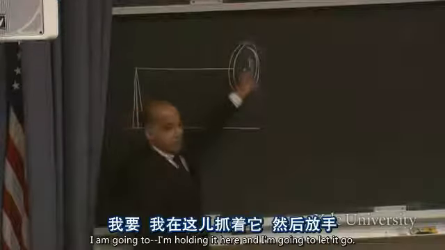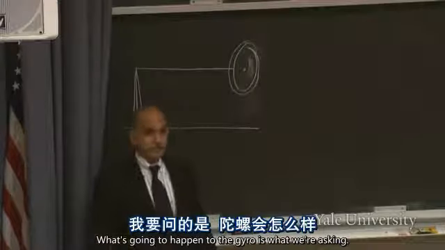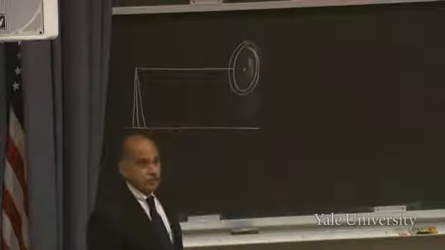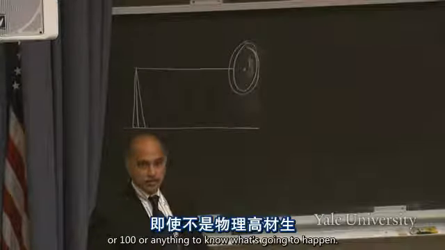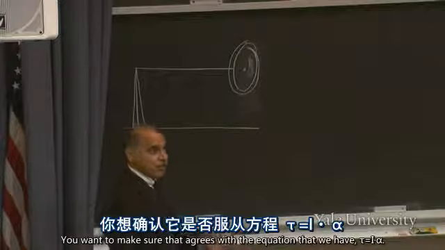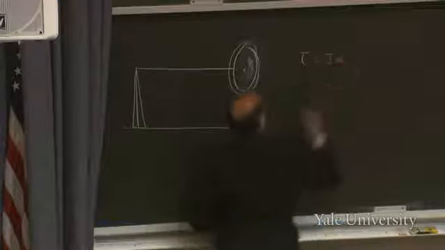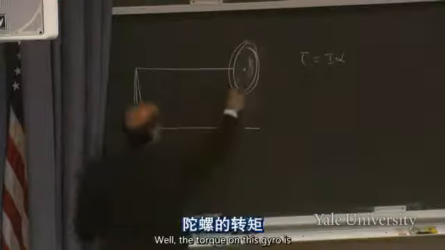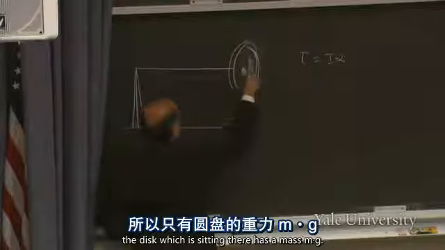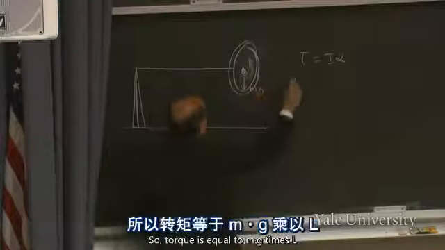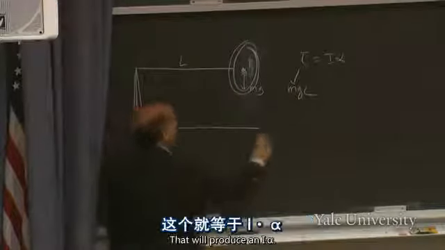I'm holding it here, and I'm going to let go. What's going to happen to the gyro is what we're asking. Gyro is not spinning. Everybody should know. You don't need physics 200 or 100 or anything to know what's going to happen. You let it go, it's going to fall. We want to make sure that agrees with the equation that we have, tau equals I alpha. Well, the torque on this gyro is, because the rod has no mass, the disk which is sitting there has a mass m, so torque is equal to mg times L, where L is the length of this rod. That'll produce an I alpha.